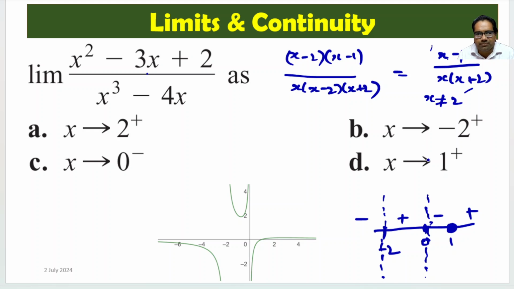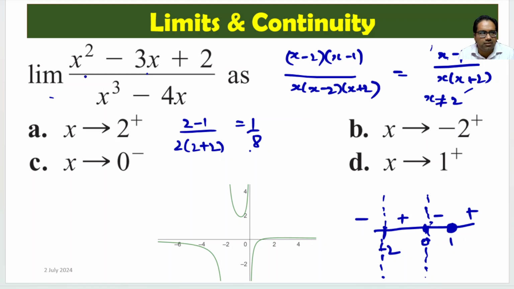Now, what does that mean? When x tends to 2 plus, somewhere here, we can directly substitute because here we are not worried about anything being 0 in the denominator. 0 in the denominator is only in these two cases. When x tends to 2 plus, we will directly substitute. That is (2 − 1)/(2(2 + 2)), that is 1/8. This limit is equal to 1/8.